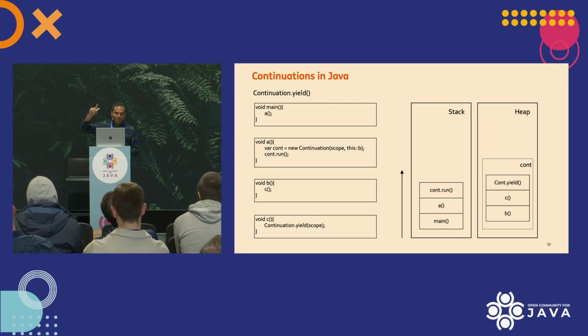And what happens on the stack? On the stack, this top method, continuation.run, returns. It returns to method A. And now, if you look at the stack, you have effectively transferred your control to method A. So that's how the control transfer is achieved in the continuation.yield call. Okay, now we understand that.